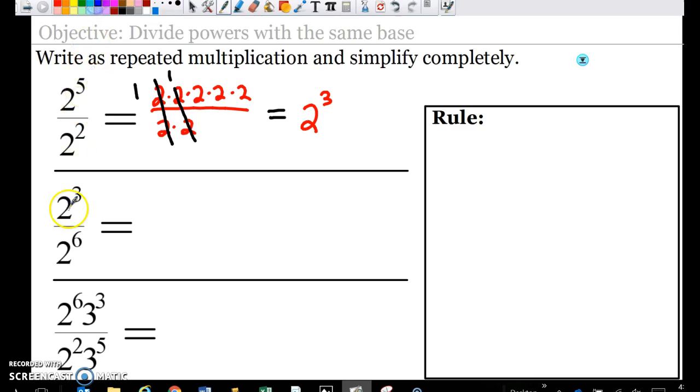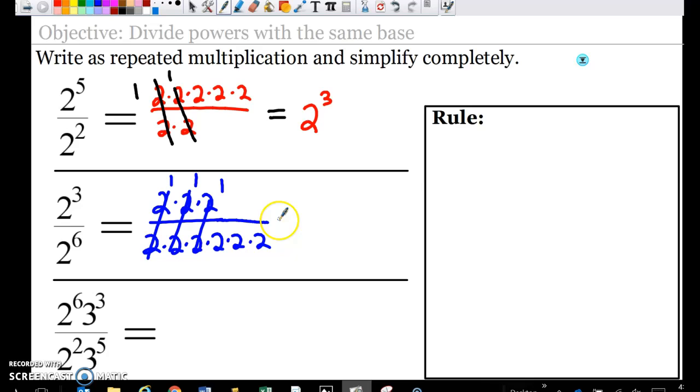You can see also that if I have 2 to the 3rd divided by 2 to the 6th, I have 3 2's up top, 6 2's in the bottom, and 3 of the 2's will divide out to be 1. 1, 1, 1. And I'm left with 3 2's in the denominator, 1 over 2 to the 3rd power, or 1/8. Now, here's a new idea that we did not quite discuss in class. If I have an exponent in the denominator, I will get a negative exponent. 1 over 2 to the 3rd will be 2 to the negative 3rd.